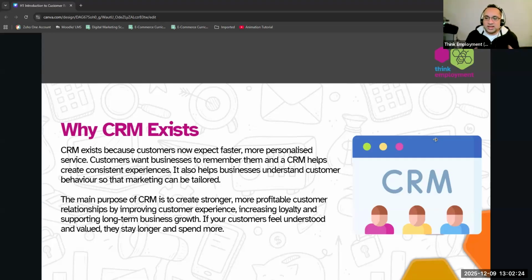Right? So you can see we're using the same system, functions within the same system, but from the learner's perspective, as long as that issue has been resolved, they're happy. How we're solving that issue has to be efficient, and that efficiency is going to come from a CRM, customer relationship management software. The main purpose of a CRM is to create stronger, more profitable customer relationships by improving customer experience, increasing loyalty and supporting long-term business growth. If your customer feels understood and valued, they stay longer and spend more.